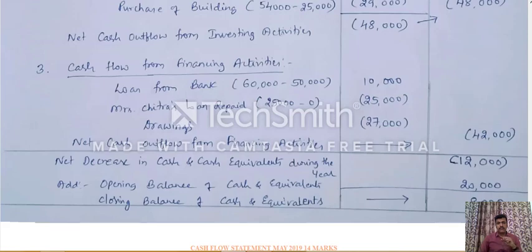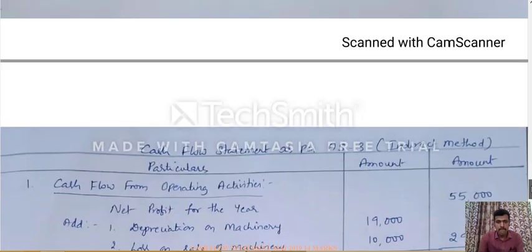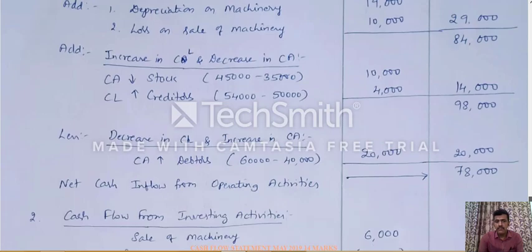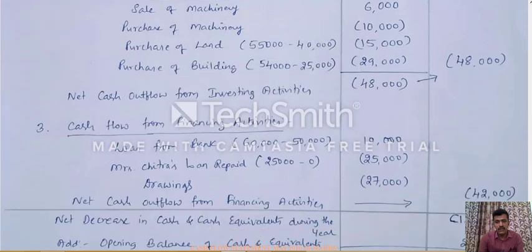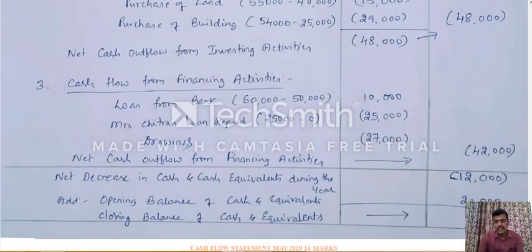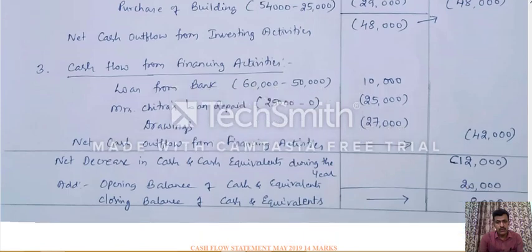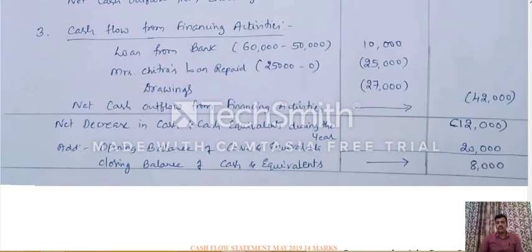Then we have to total those three heads. Total net cash inflow from operating activities 78,000, net cash outflow from investing activities 48,000, net cash outflow from financing activities 42,000. If we total all three, once again you are going to get a negative balance of rupees 12,000. That minus we have to treat as net decrease in cash and cash equivalents during the year. That is, the cash balance has decreased by rupees 12,000 in that year.